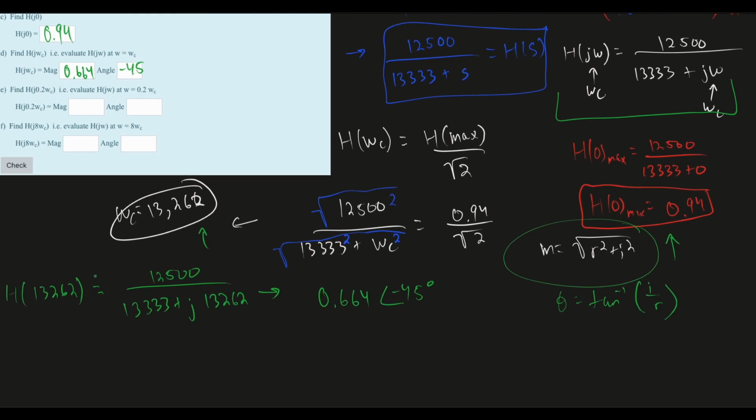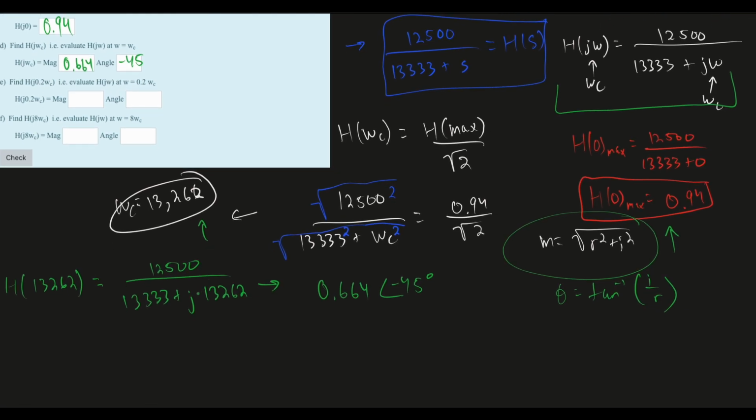Now we're also going to do the same thing for E and F. The only difference here is that we are going to take this that we're given right here, our omega c, because remember, in all of these problems, it's asking us for like 0.2 times omega c, where this one we just have omega c, and then 8 times omega c. So when we do this, we are going to have 0.2 times 13,262. And so the only thing that's changing in here is this part, where we plug this in. And then the same thing for when we have H and then 8 times 13,262. The only thing that's going to be changing is this part, where we plug in the omega.